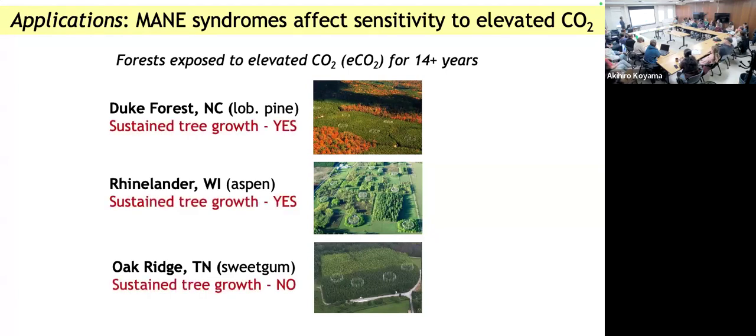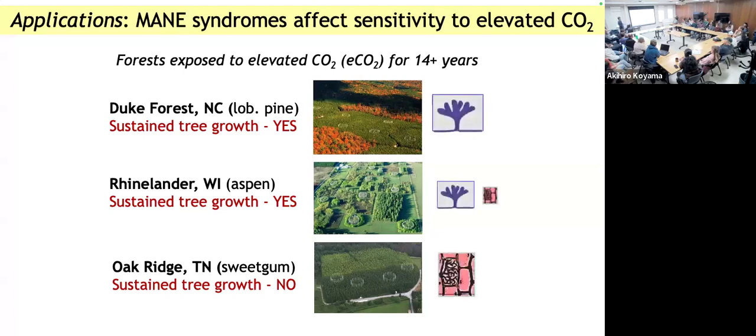When I started my postdoc, it was toward the end of these FACE experiments, and some of these forests were showing sustained growth responses to CO2. They were continuing to grow better when you give them CO2. That was true at the Duke Forest and at the Rhinelander site, but it was not true at the Oak Ridge site. It's not a very good sample size, but one thing that's interesting is that the Duke Forest pine trees are associated with ectomycorrhizae. Aspen are dual associating, but because they have birch there, the vast majority were ecto-associated. And in Oak Ridge, they were only associated with AM fungi.